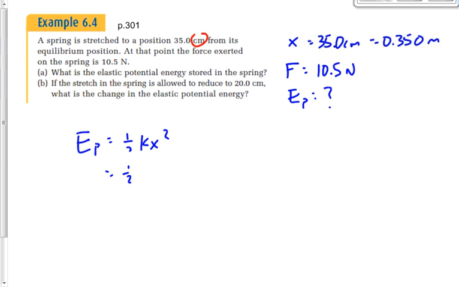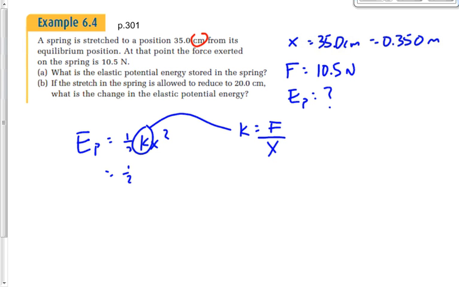The amount of potential energy that the spring can store depends upon which spring it is. We need to know the properties of that spring. We need to know how stiff it is. We need to know what K is. How are we going to find it? Hooke's law. F is equal to Kx, or K is equal to F over X. It's just a rearranged form of Hooke's law.